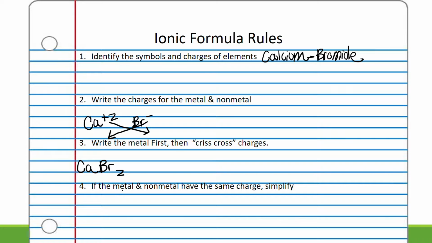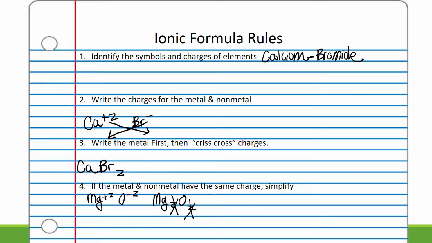Okay, and this is the last step. If the metal and the nonmetal have the same charge, simplify. What I mean by this, for example, if we have magnesium oxide, Mg +2, O -2, a lot of people have the tendency to write Mg2O2, okay, done. Well, this is not really necessary. Because they're both the same charge, it's just MgO.